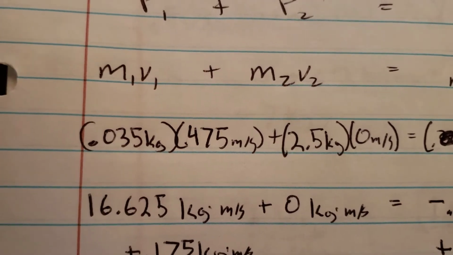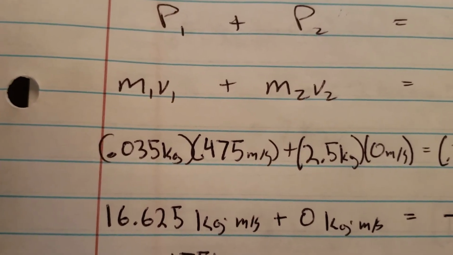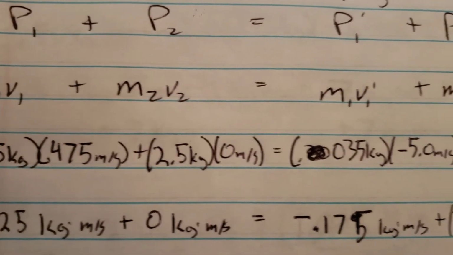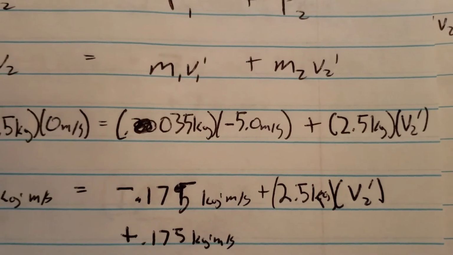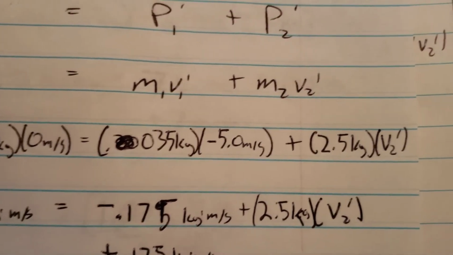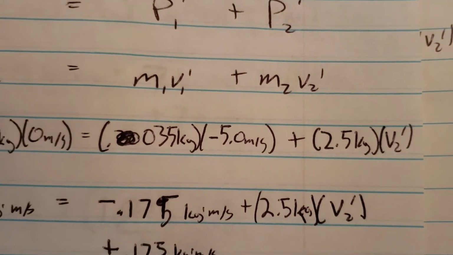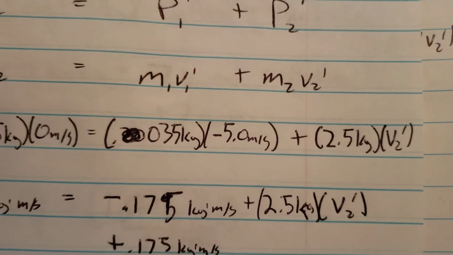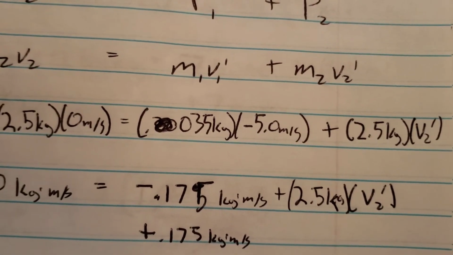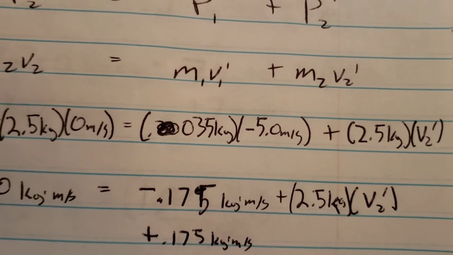Multiplying out what we know, 0.035 times 475 is 16.625. 2.5 times 0 is 0. 0.035 times negative 5 is negative 0.175, and 2.5 kilograms times V2 prime is still 2.5 kilograms times V2 prime. The velocity of the bullet after the collision was negative 5 because it was traveling in the opposite direction.